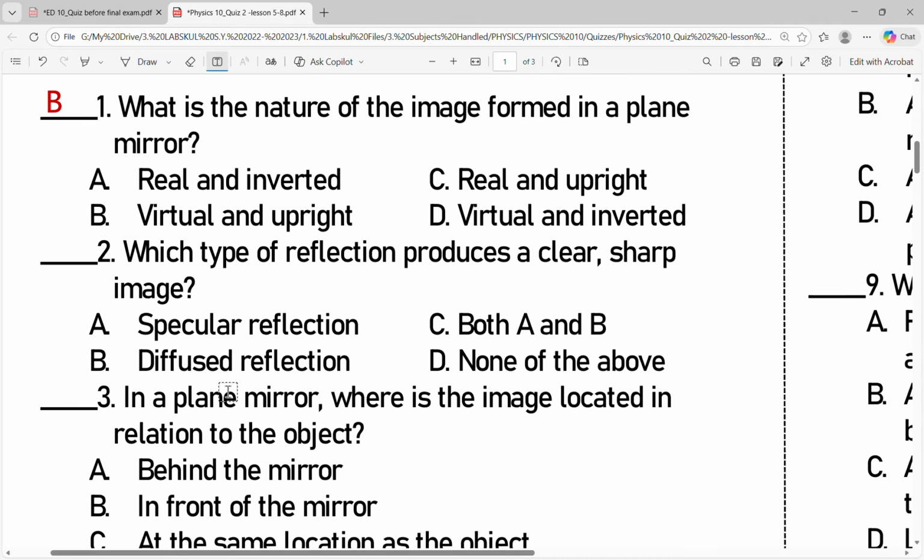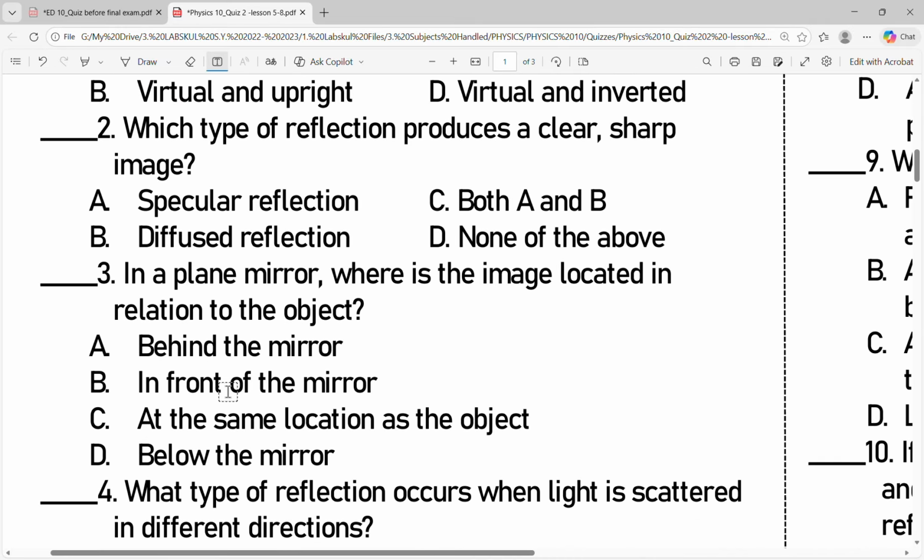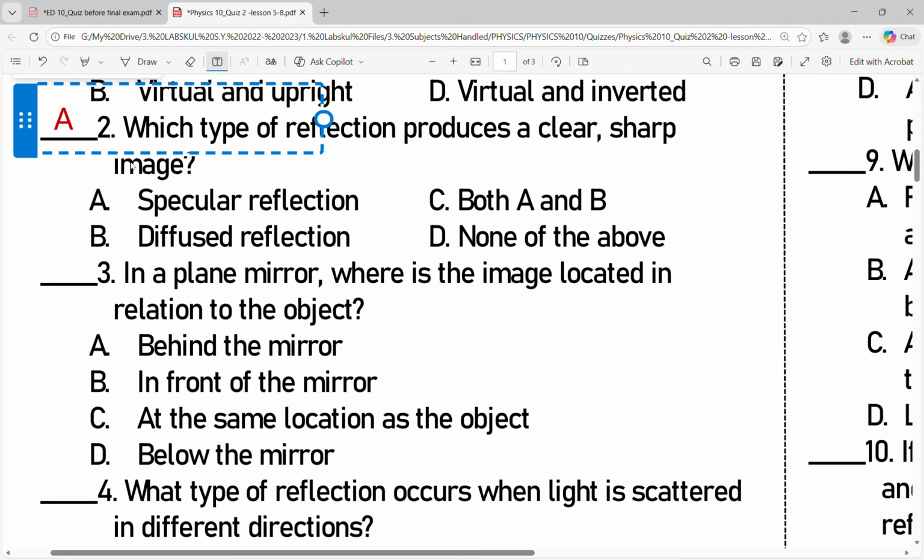Number 2, which type of reflection produces a clear, sharp image? You could see a reflection that is clear and sharp if it hits on a smooth surface. And that type of reflection is called specular reflection.